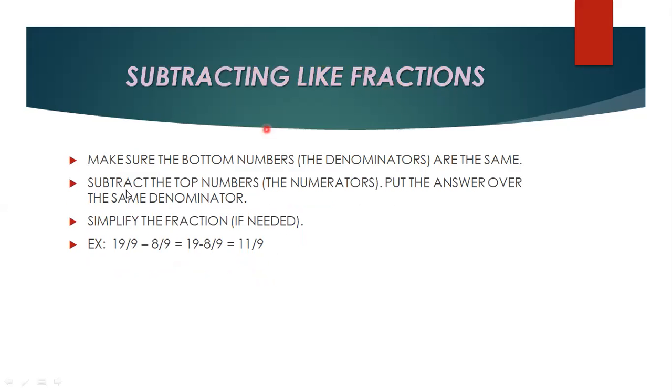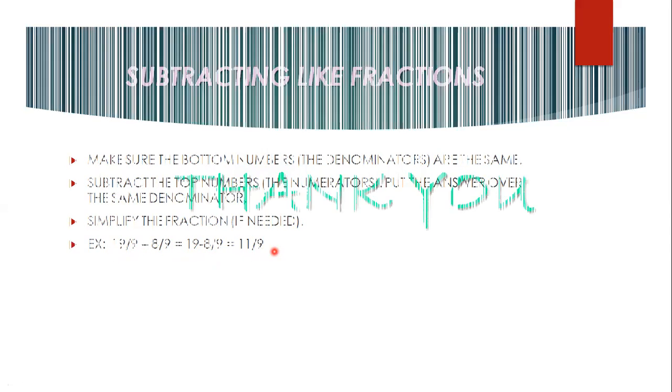Next, in the same way, subtracting like fractions. Make sure the bottom numbers, that means the denominators, are the same. First you have to check whether the denominators are the same or not. If they are the same, subtract the top numbers, that means the numerators. Put the answer over the same denominator. Next, simplify the fraction. See example 19 by 9 minus 8 by 9. Here the denominators 9 and 9 are the same. So you can subtract the numerators, 19 minus 8. You will get 11. 11 by 9 is the answer.